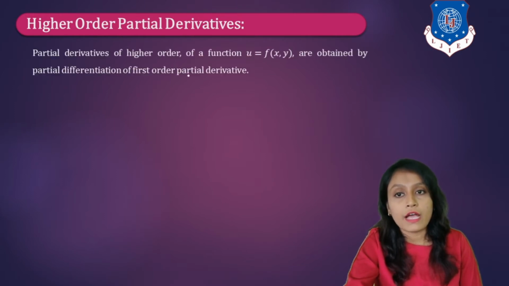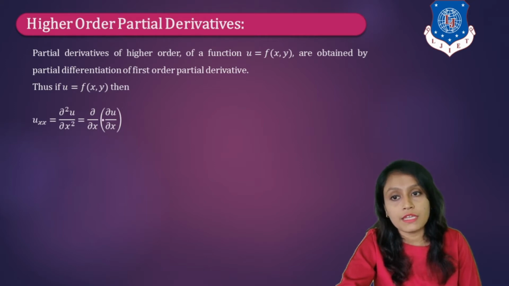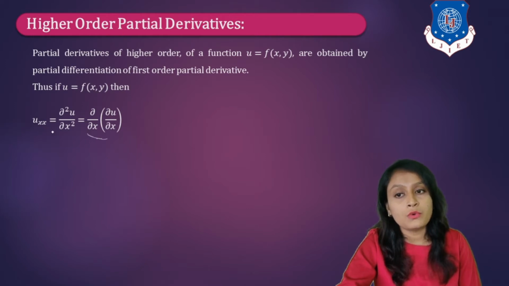Partial derivatives of higher order of a function u = f(x, y) are obtained by partial differentiation of the first order partial derivatives. So, consider the function u = f(x, y). Then we have u_xx, that is ∂²u/∂x², and this is equal to ∂/∂x of ∂u/∂x. So first we have to find ∂u/∂x, and then again we have to take the derivative with respect to x. So you will get u_xx.